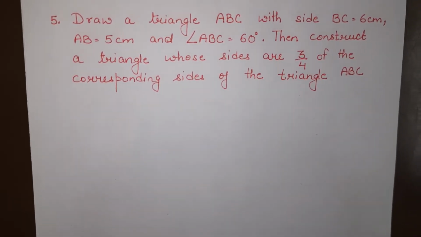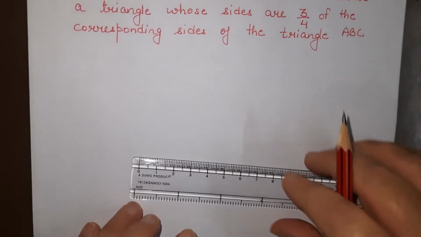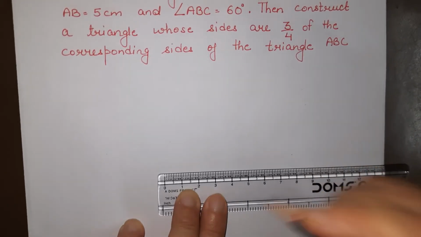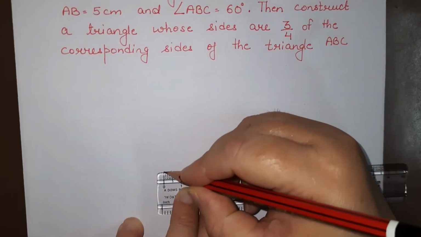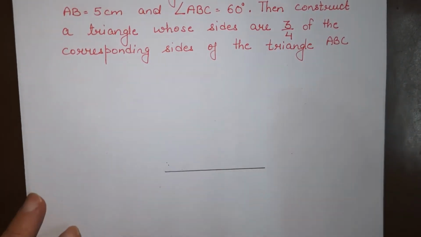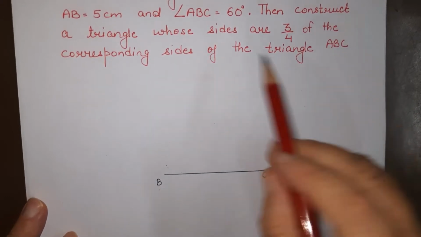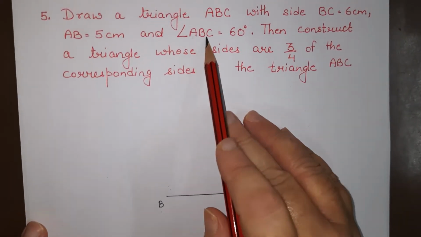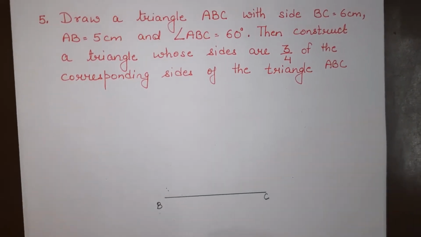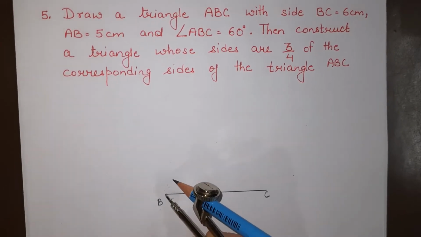So let us start. First of all, we have to make BC, which is given to be 6 cm. So like this, we can make this BC equals 6 cm. At B, we have to make this angle ABC equals 60 degrees. So we will construct an angle of 60 degrees at B. It will be like this.